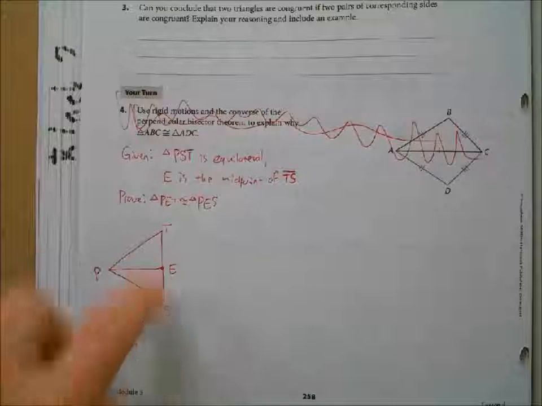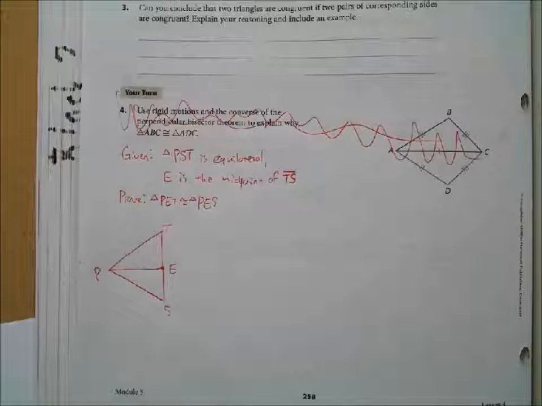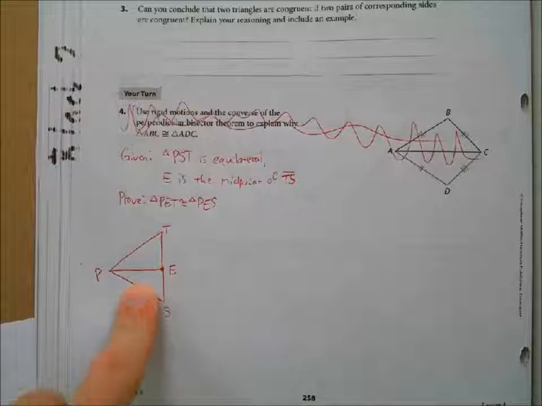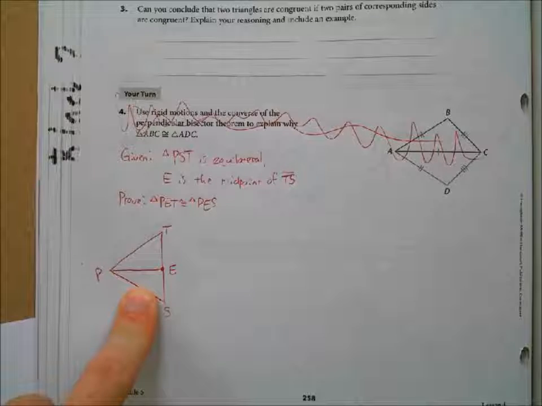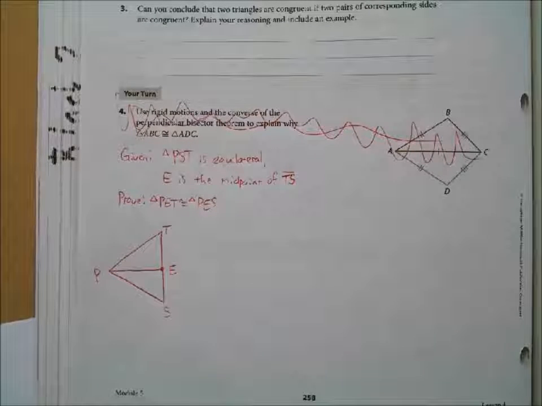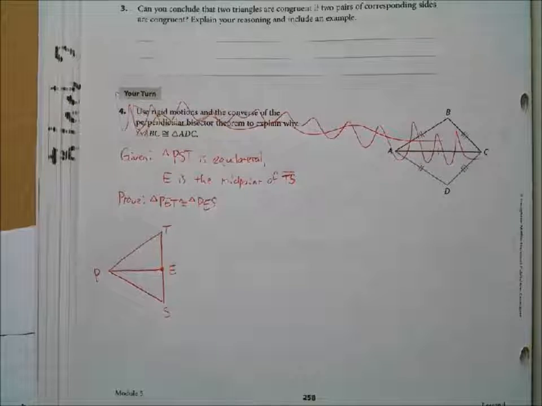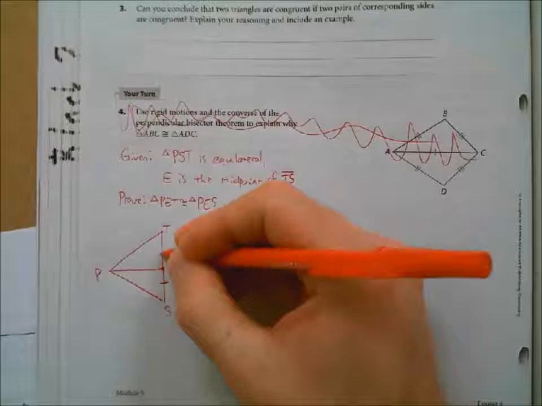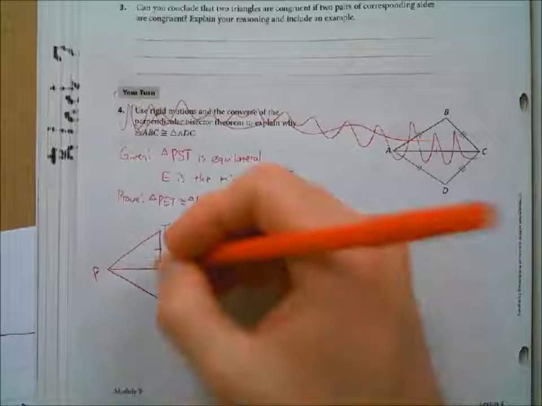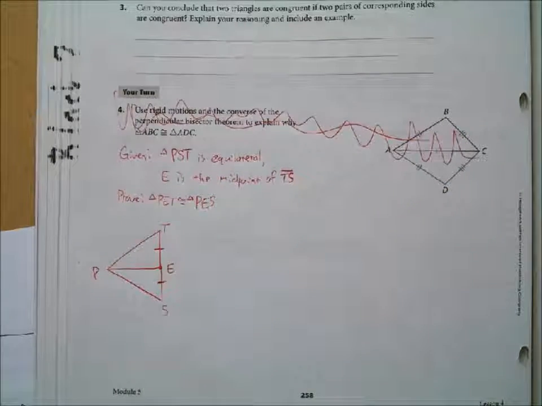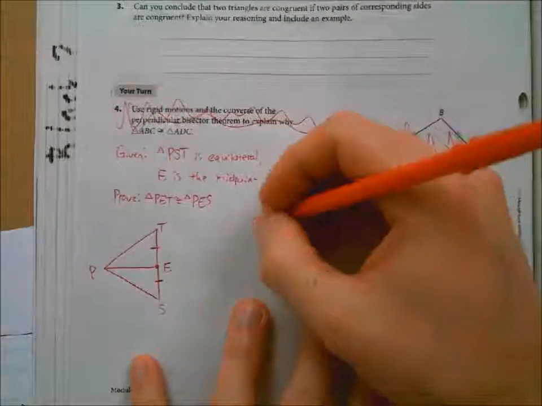Can we use the fact that E is the midpoint of segment TS to come up with a congruence between these two triangles here? So Jenny, what do you say? That the segment SE is equal to... We're going to say they're equal. And what piece of information were you using to get that? That E is the midpoint of TS. Yep. So maybe we should start going to our proof for this.